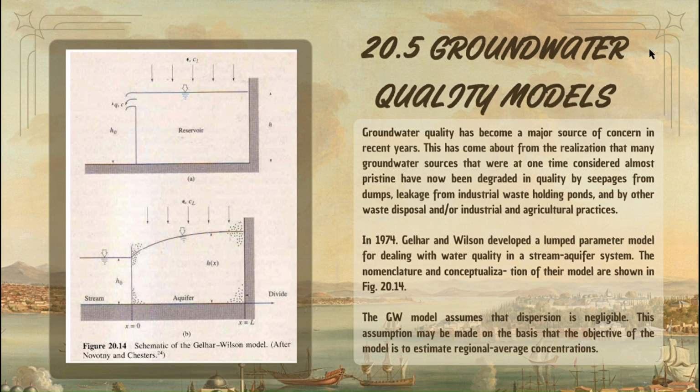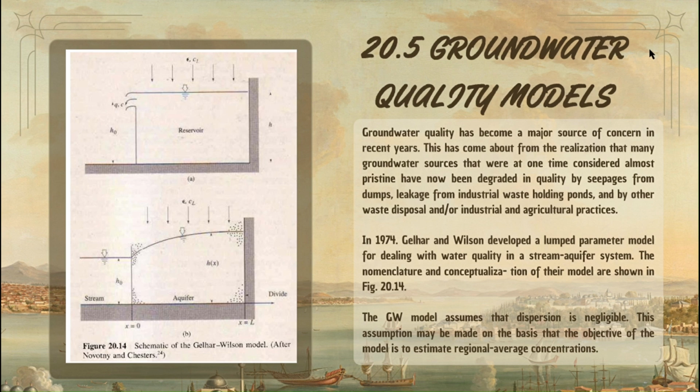Next chapter is 20.5, which is groundwater quality models. Groundwater quality has become a major source of concern in recent years. This has come about from the realization that many groundwater sources that were at one time considered almost pristine have now been degraded in quality by seepages from dumps, leakage from industrial waste holding ponds, and by other waste disposal and/or industrial agricultural practices.